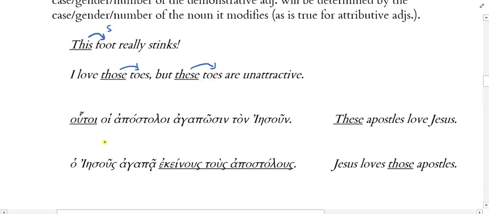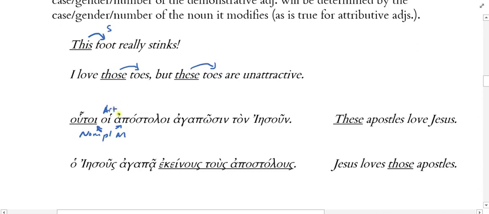Now over here I have the Greek examples. So repeat after me. Hutoi hoi apostoloi agaposin ton iesun. So I have hutoi, which is nominative masculine plural. And that is right beside hoi apostoloi, which is also nominative masculine and plural.